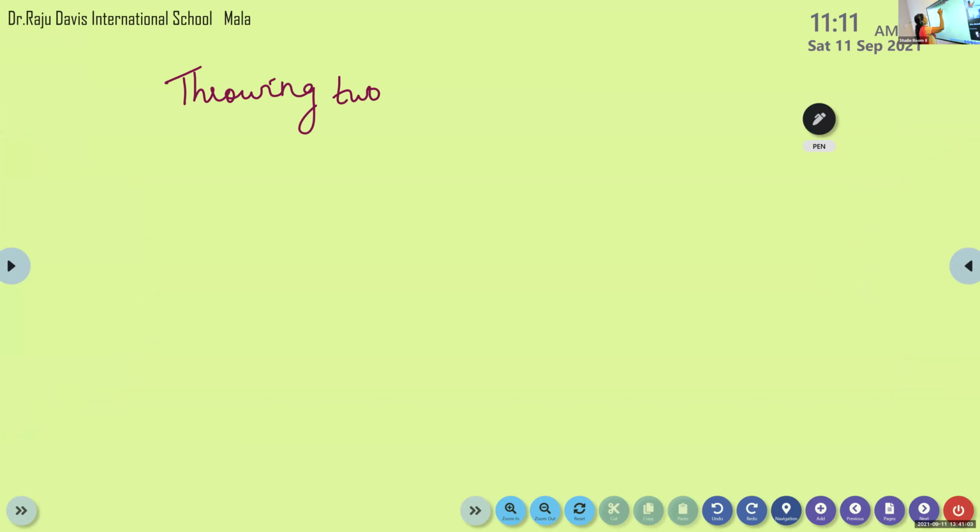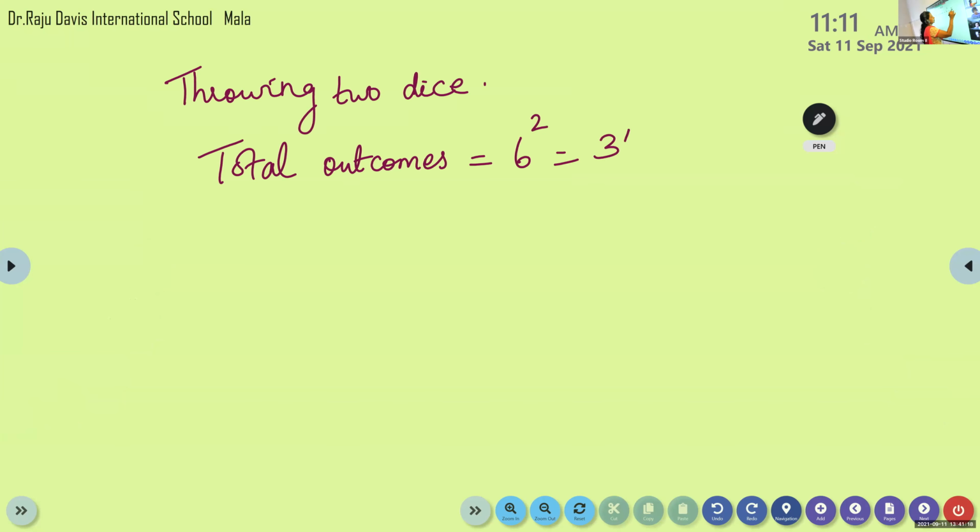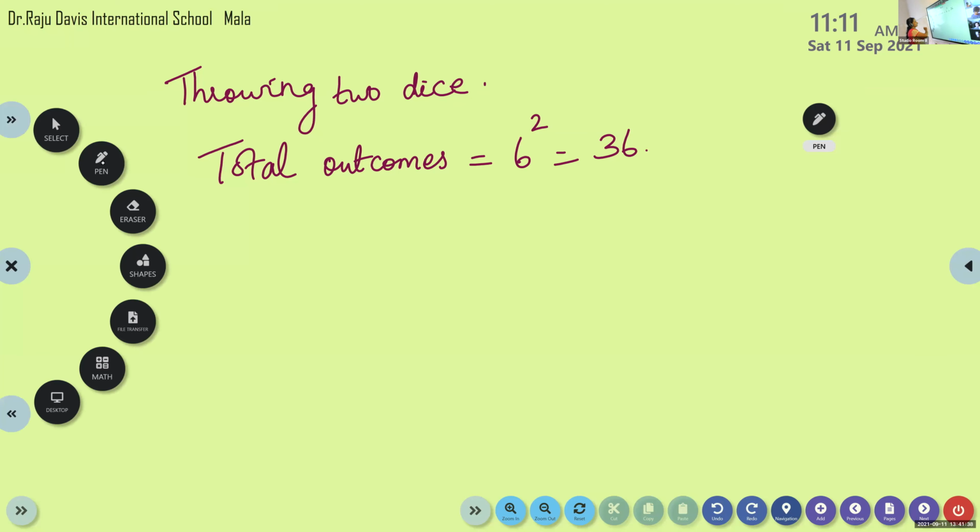When you throw 2 dice, how many outcomes will be there? One die, if we throw, what is the total outcome? 6 outcomes. So when we use 2 dice, it is 6 squared, which is 36. Either we can say 2 dice are thrown together or 1 die is thrown 2 times. Both are equivalent. In both cases, the outcome is the same. Total number of outcomes is 36.